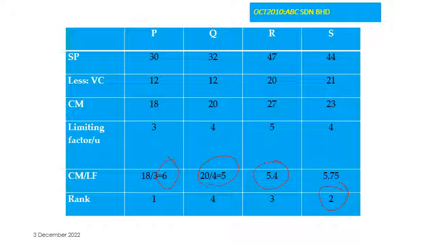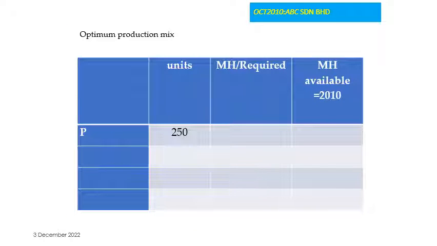That means first you produce product P. Okay, so product P, if you look at maximum demand, look at your question, maximum demand per week in units, product P 250. So you produce 250, you will utilize how many machine hours? One unit requires 3 machine hours.